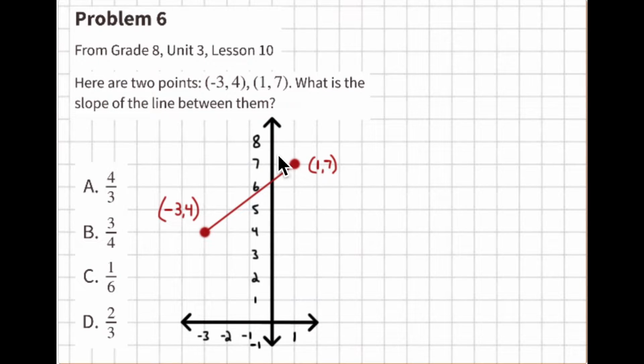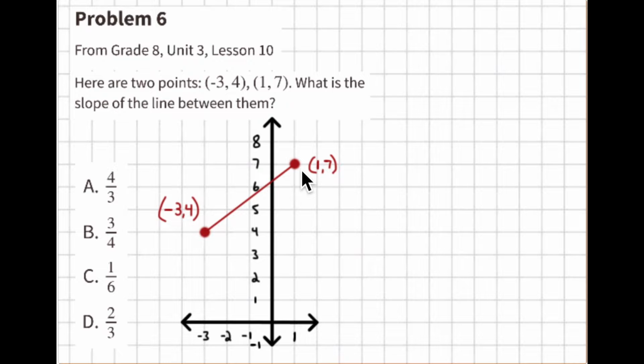Now, you're actually not asked to draw the graph, but here it is anyway. So this is (1, 7), so it's 1 along the x-axis, 7 along the y-axis, and this is (-3, 4), so -3 along the x-axis and 4 along the y-axis. So what is the slope of this line?